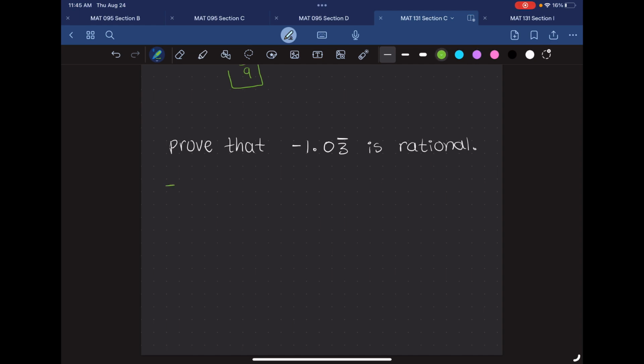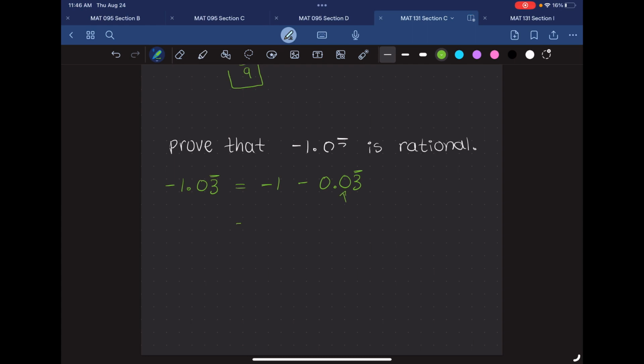All right, so I'm going to write negative 1.03 repeating as negative 1 minus 0.03 repeating. And now I'm going to try to deal with this. Well, if I had 0.3 repeating, I could just write 3 over 9, which is 1/3. But I don't have that. I have 0.03 repeating. So I need to deal with this 0.